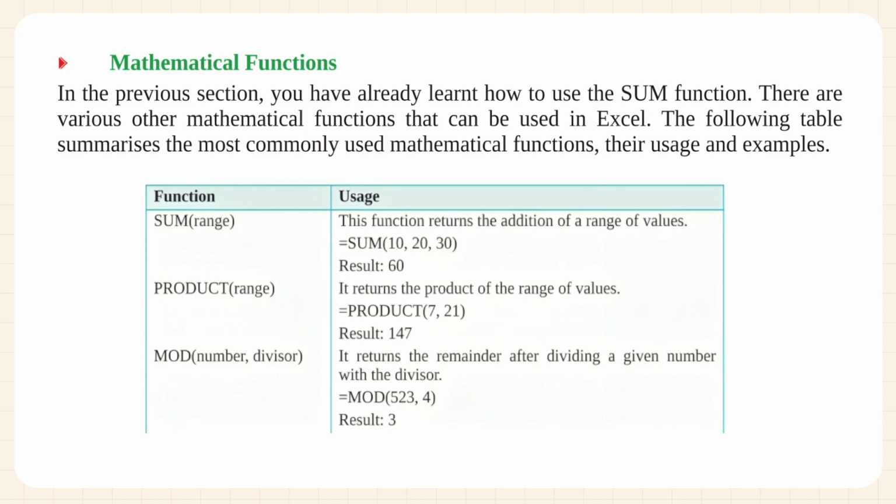147. MOD(number, divisor). It returns the remainder after dividing a given number with the divisor. =MOD(523,4). Result 3.